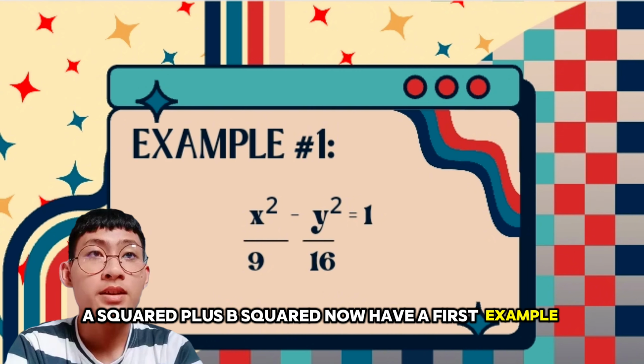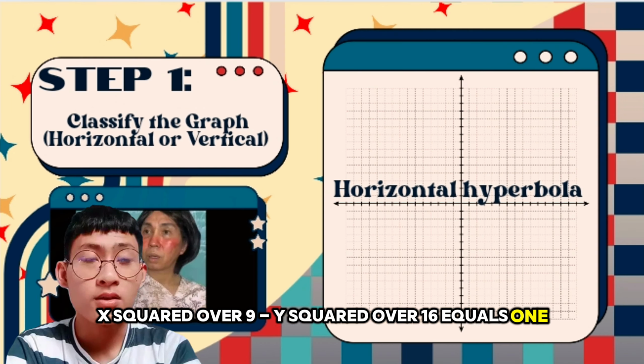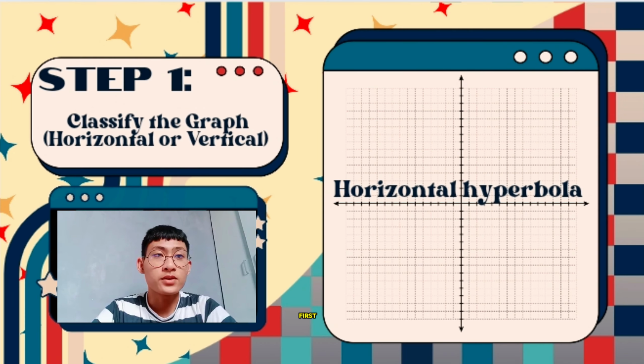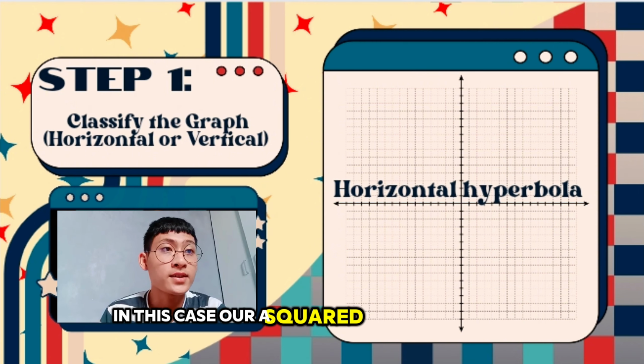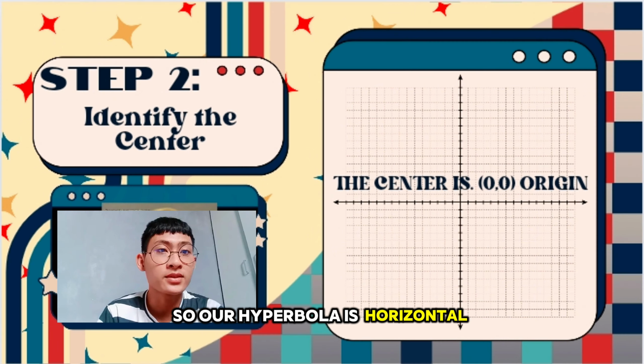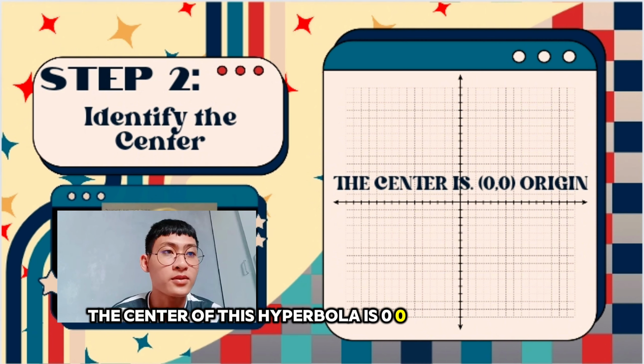Now I have a first example. It's x squared over 9 minus y squared over 16 equals 1. So let's proceed to step 1. First, we need to determine whether the hyperbola is horizontal. In this case, our a squared is under x squared, so our hyperbola is horizontal. For step 2, identify the center. The center of this hyperbola is 0, 0, or the origin.